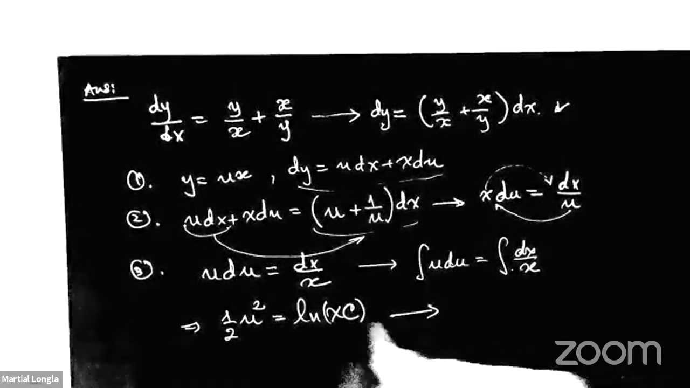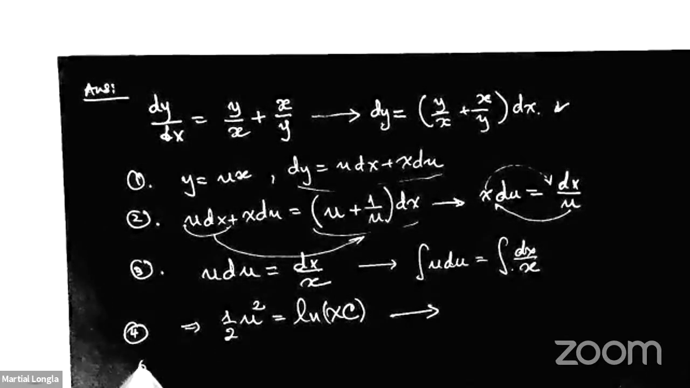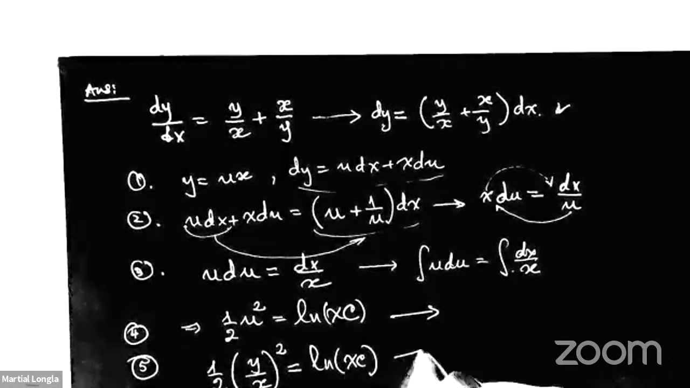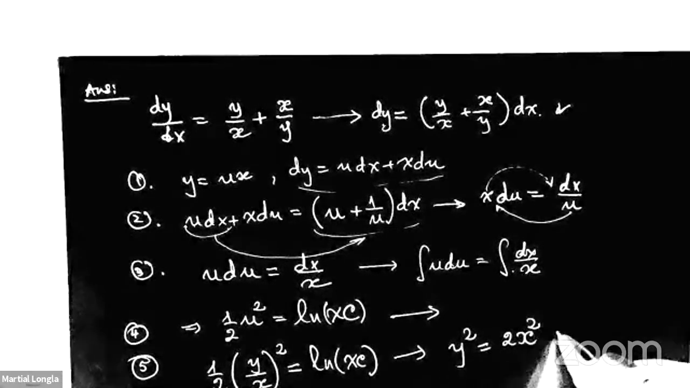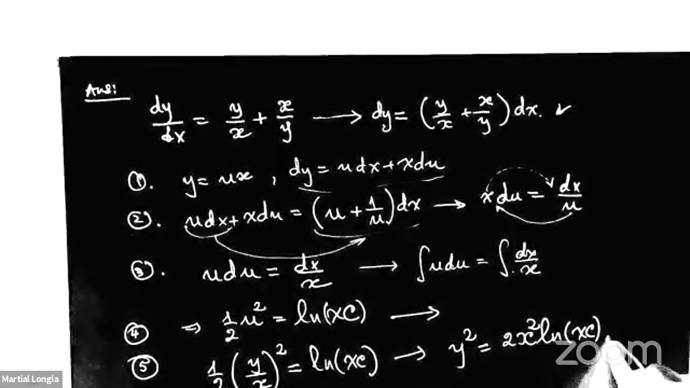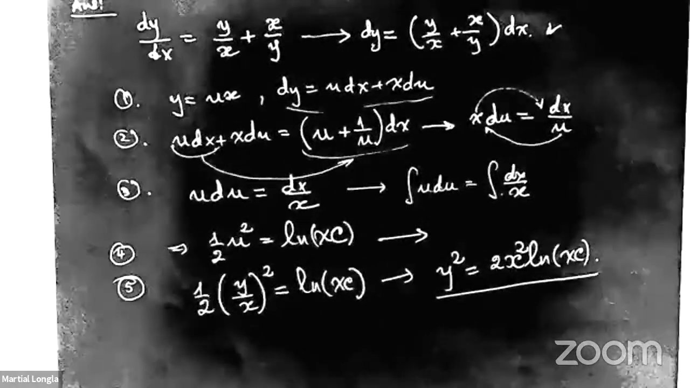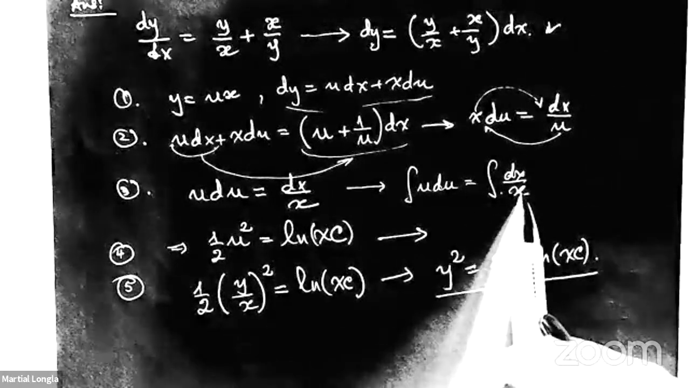And then you bring, this was 4, and then in 5, you return u here. So 1/2, this is u is y over x squared equals natural log of x times c, or y squared equals 2x squared natural log of xc. And again here, we don't need to worry in this case about dividing by x here.